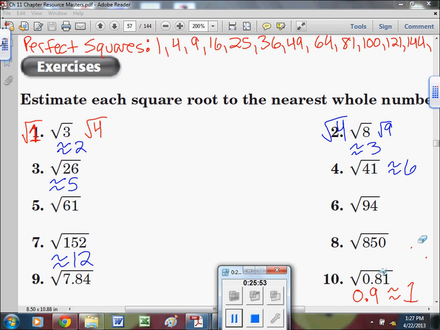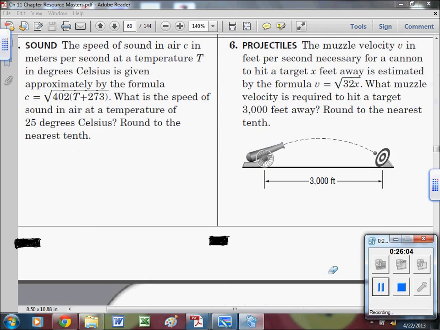But definitely that's 0.9. And notice 0.81 is smaller, and that's because you multiplied a number by less than 1, by 0.9. So it gets smaller. So that's what you mean by estimating square roots.